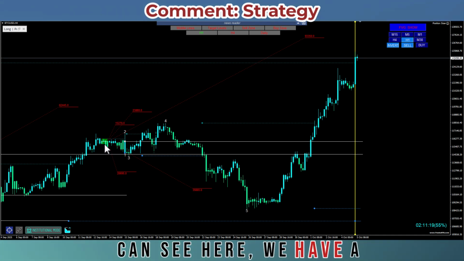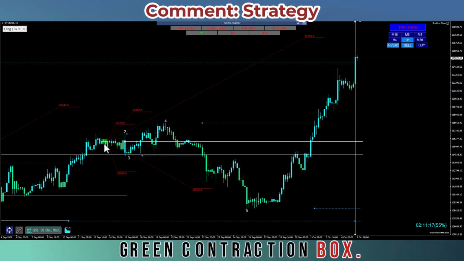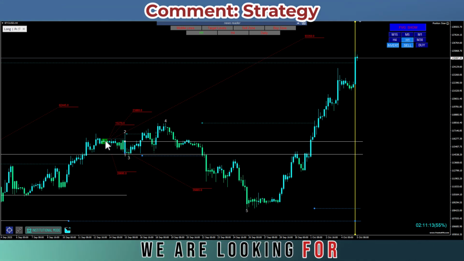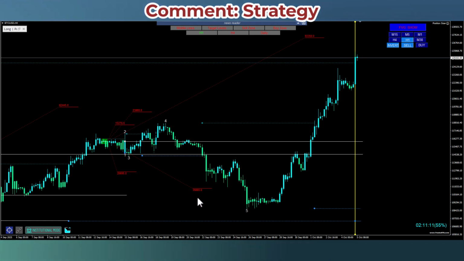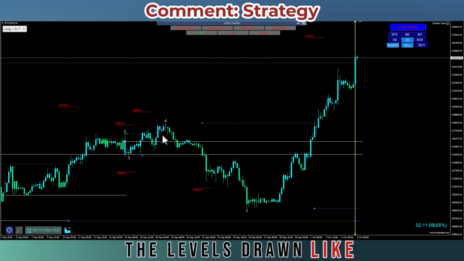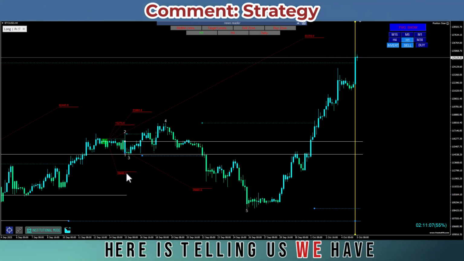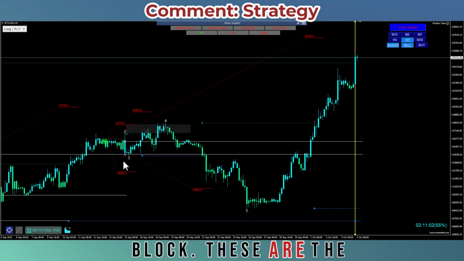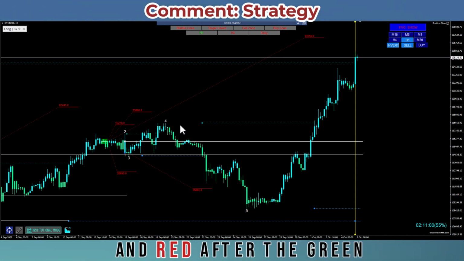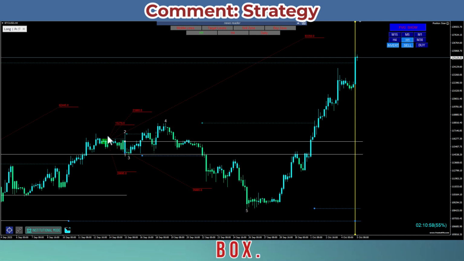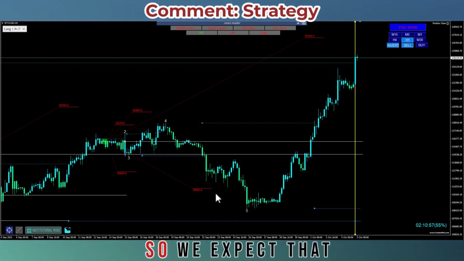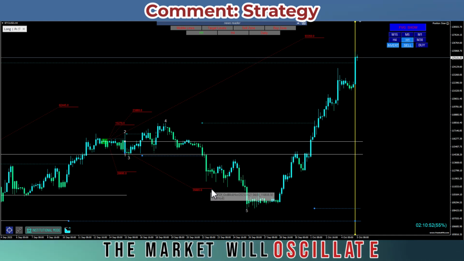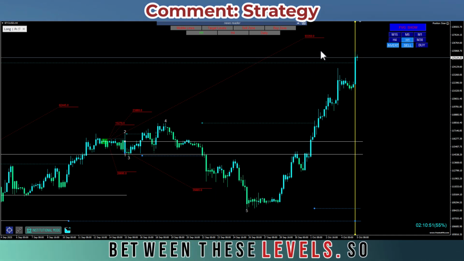As you can see here, we have a green contraction box. What this means is that we are looking for oscillations between the levels drawn. Like here it's telling us we have projection for an order block. These are the order block projections in red after the green box. So we expect that the market will oscillate between these levels.